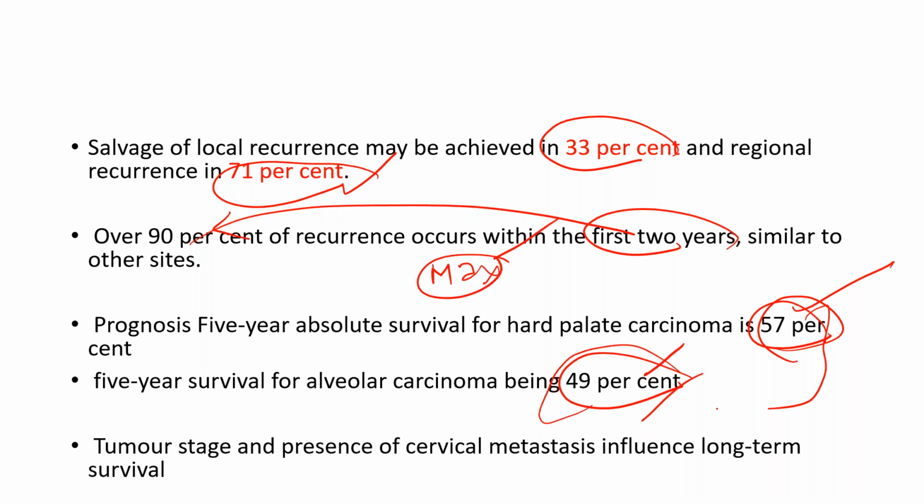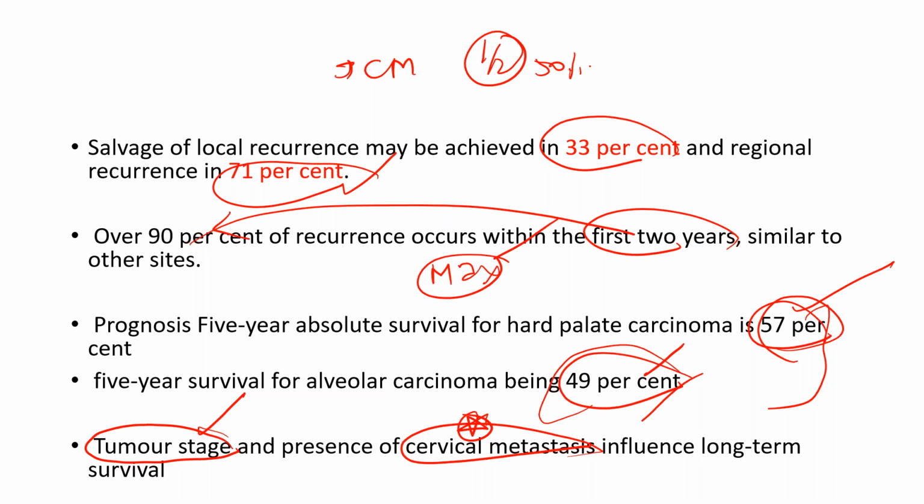Tumor stage and cervical metastasis. So long-term survival is based on the stage of the tumor and cervical metastasis. For any tumor, if cervical metastasis is there, the prognosis becomes 50%, becomes half. Very important. The prognosis becomes 50%.